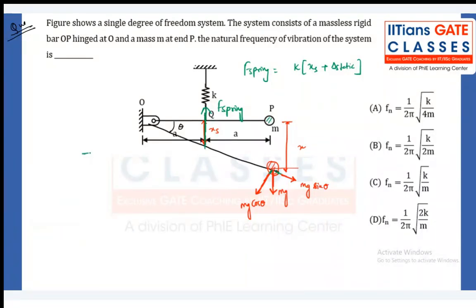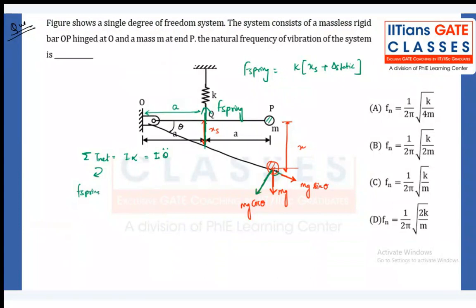Now, if we apply Newton's second law, the net torque is equal to I alpha, which is equal to I theta double dot. In which direction are you disturbing? You are disturbing in this direction. But in which direction are your forces acting? The force of the spring, with a distance a, in which direction is it acting? Anti-clockwise.